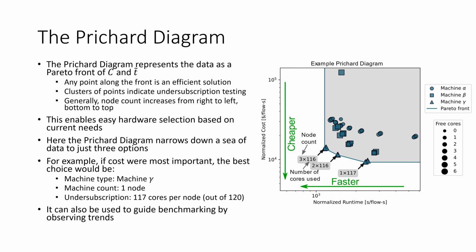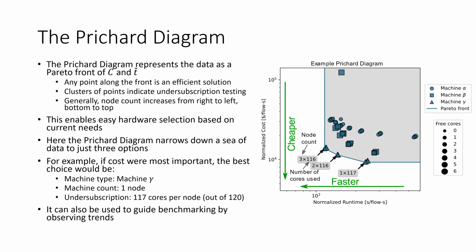So for example, if cost were the most important thing for you, you could look at this plot and see, okay, well, what is the lowest point on that Pareto front? And here you can see, okay, it's 1 node of machine gamma with an undersubscription of 117 cores per node. And in this case, I just happen to know that gamma has 120 cores, so you're looking at 3 cores left free.